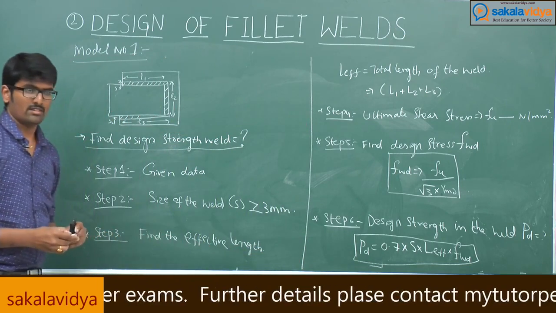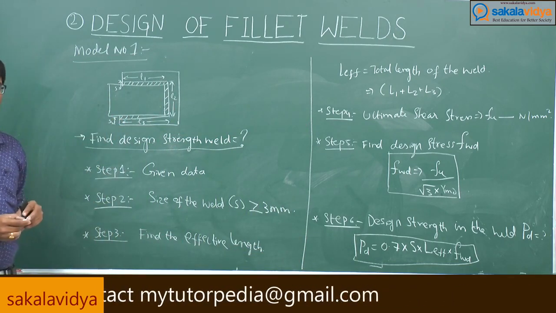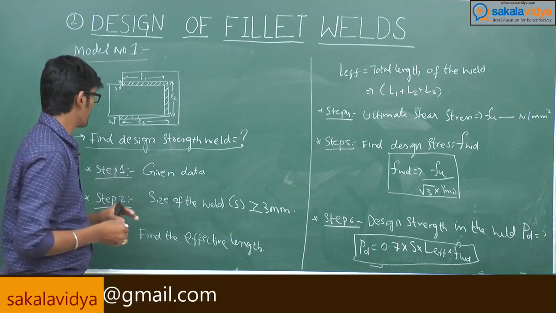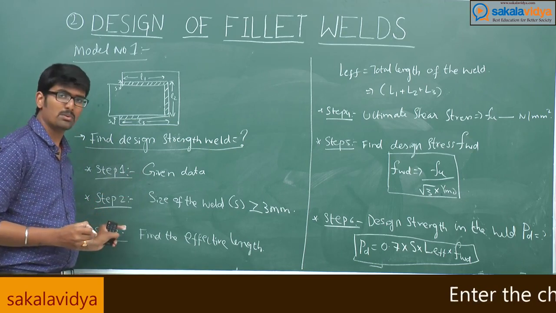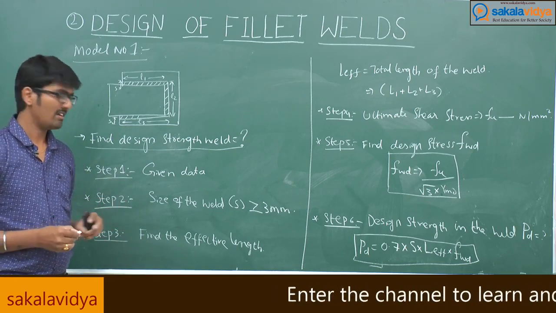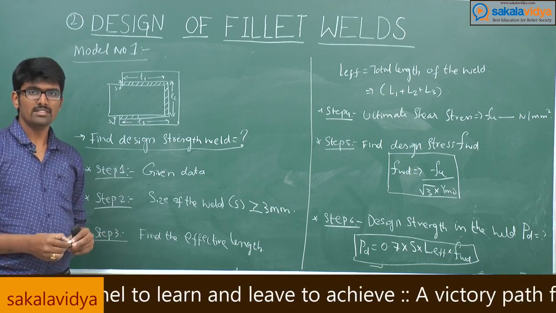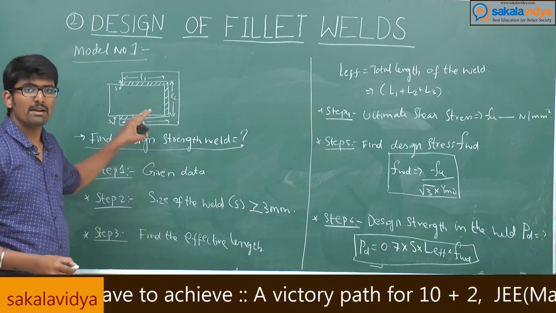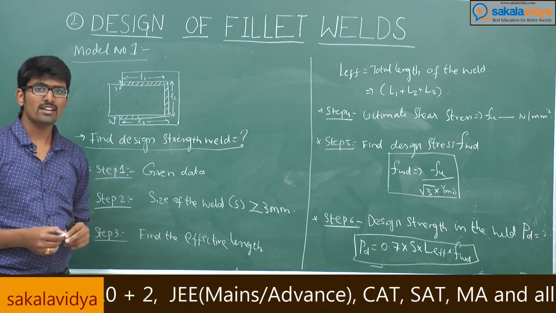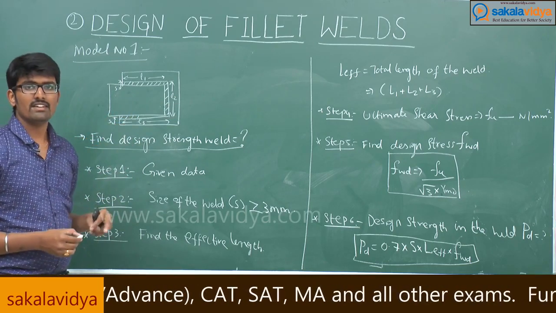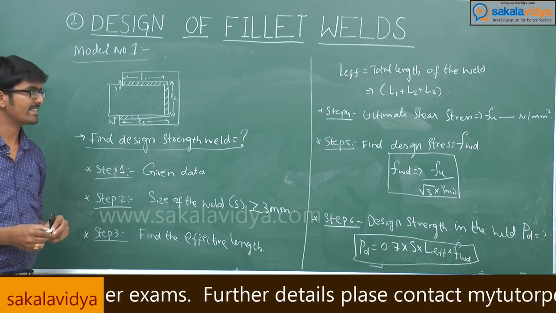In case this type of problem is given in the exam, first you have to check what sort of welding is done here. Step 1, given data. Step 2, check whether the size of the weld is greater than 3 mm or not. Step 3, find the effective length. In this particular case, effective length is equal to total length, the sum of all the sides of the weld, that is L1 plus L2 plus L3.